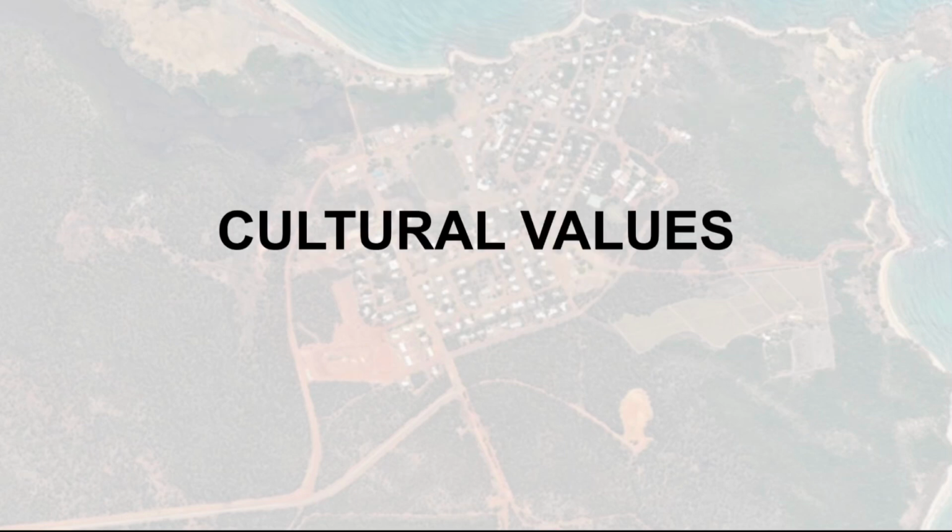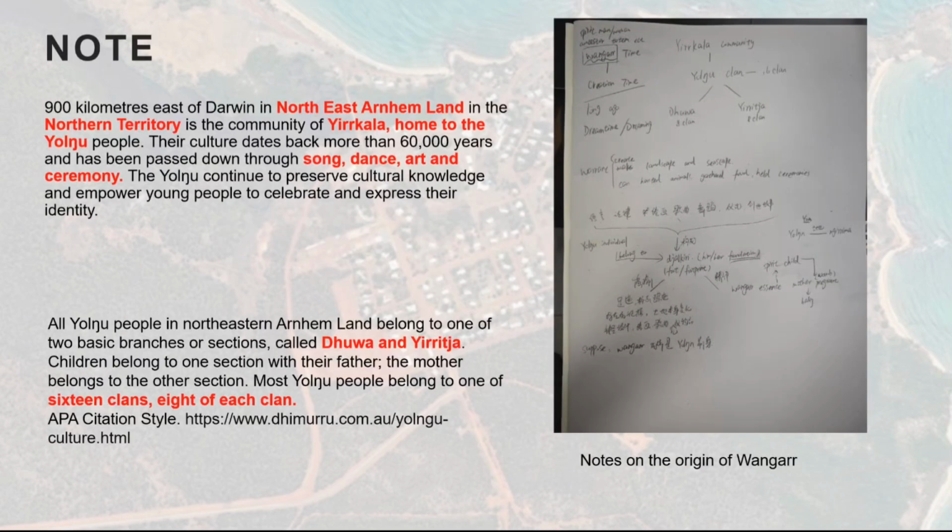Let's talk about cultural value. Yirrkala is home to the Yolngu people. They are good at song, dance, art, and ceremony. This clan can be divided into two moieties, each with eight clans.